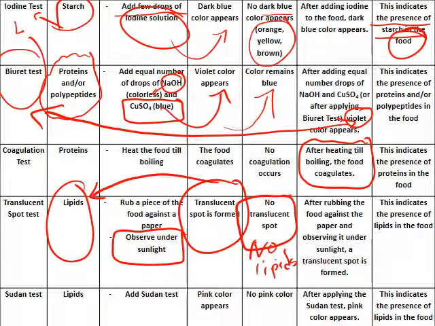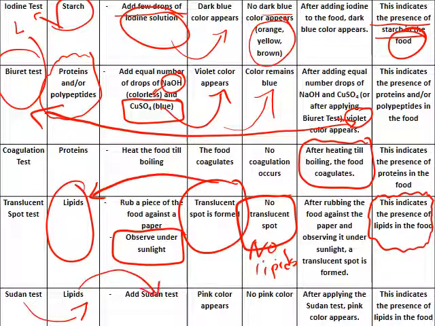After rubbing the food against the paper and observing it under sunlight, a translucent spot is formed. What does this indicate? This indicates the presence of lipids in food. Sudan test. Sudan test indicates the presence of lipids.